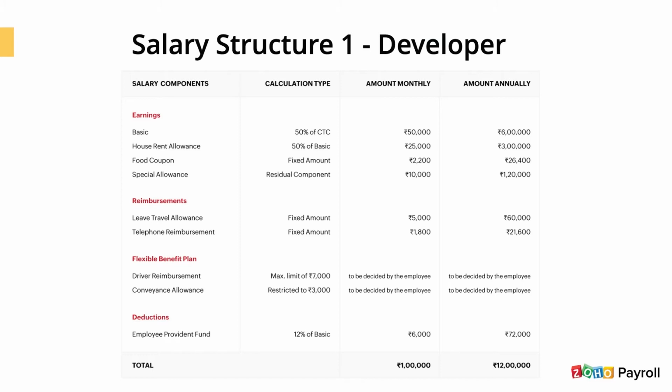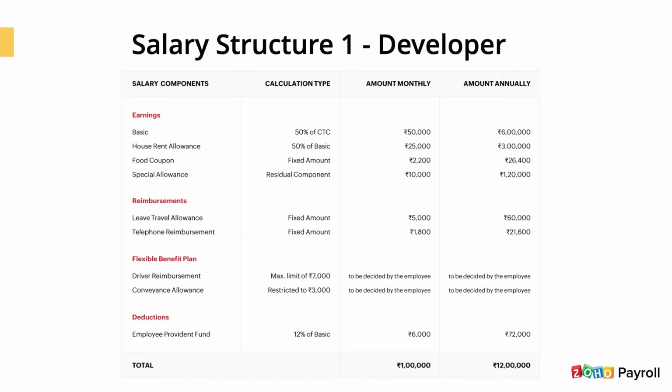As you can see, the salary structure consists of earnings, reimbursements, flexible benefit plan, and EPF employer contribution. Under earnings, there are basic, house rent allowance, food coupon, and special allowances. The reimbursement section consists of leave travel allowance and telephone reimbursement. Under the flexible benefit plan, there are driver reimbursements and conveyance allowance. And finally, there is an EPF of 12% being calculated.